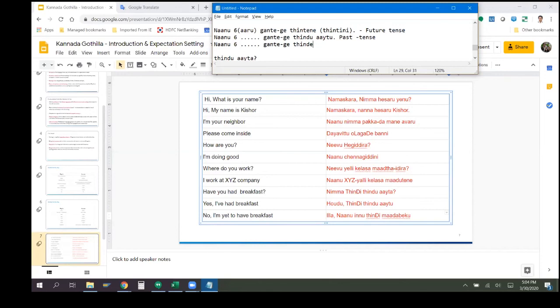Kishor, just a quick clarification. This madutene and madabeku. So madabeku is the future, this thing also. So these are also the tense versions of this word, do, to do. Madutene is, for example, I want to say, I will work. So I will say, nanu kelasa madutene. Okay, I'll answer this question. Madutene is I will work. So I'm giving a commitment. Then I would use the word madutene.